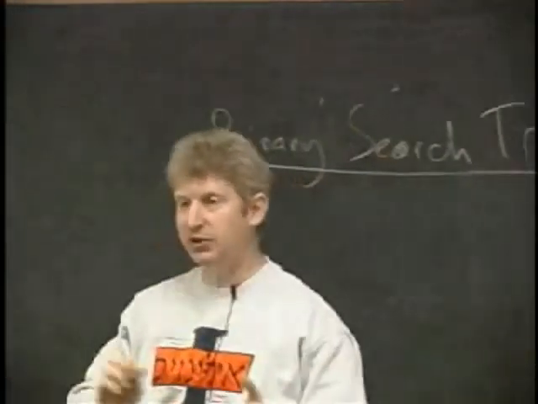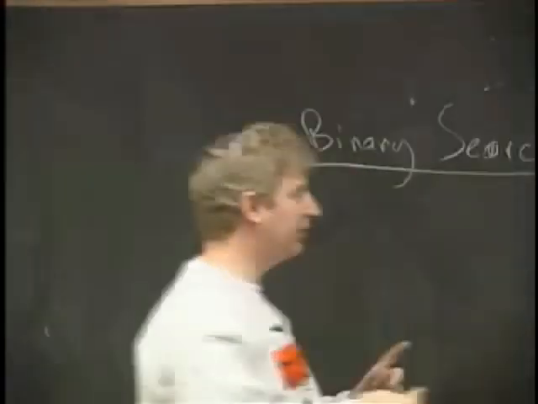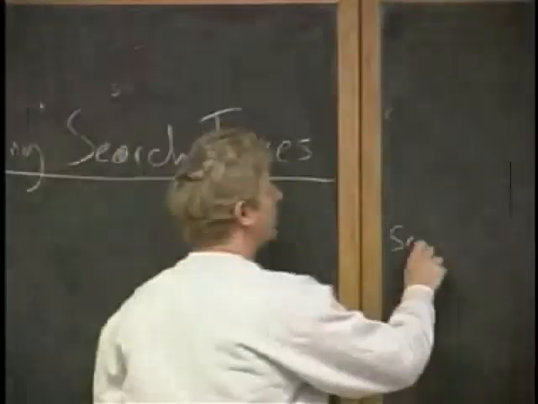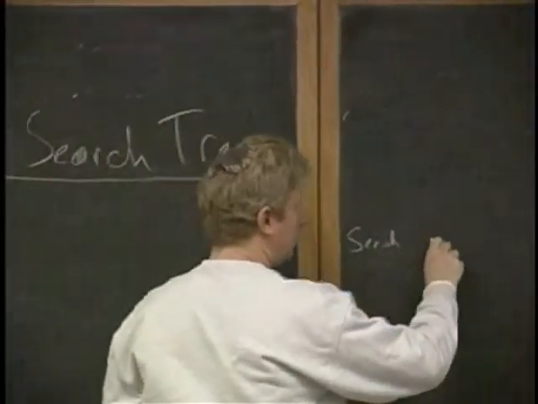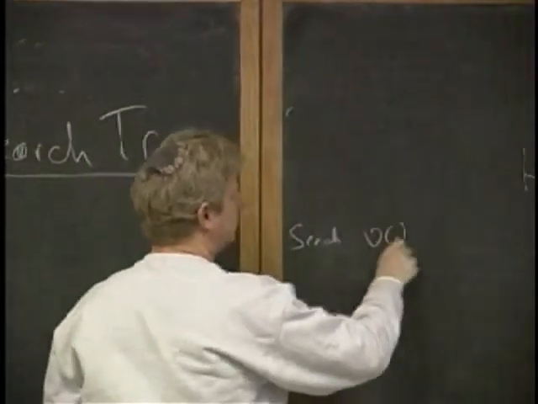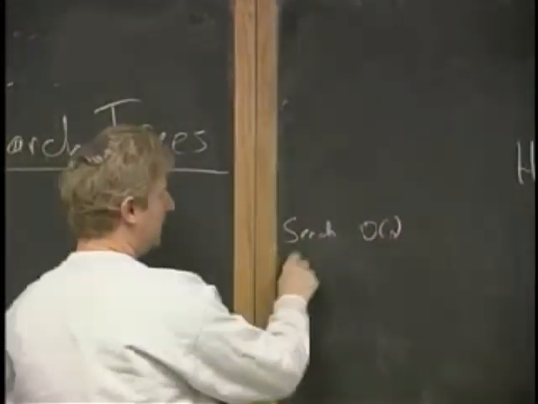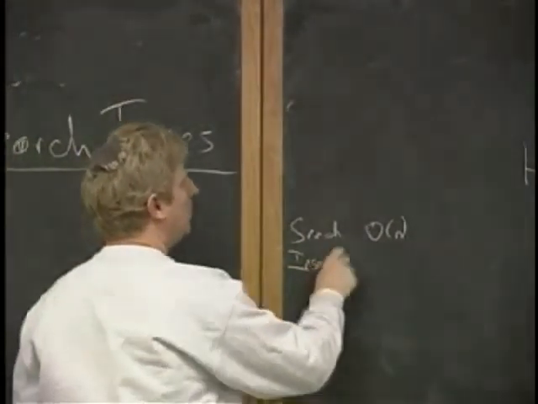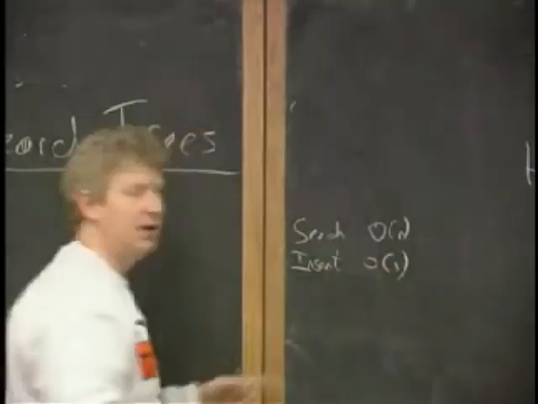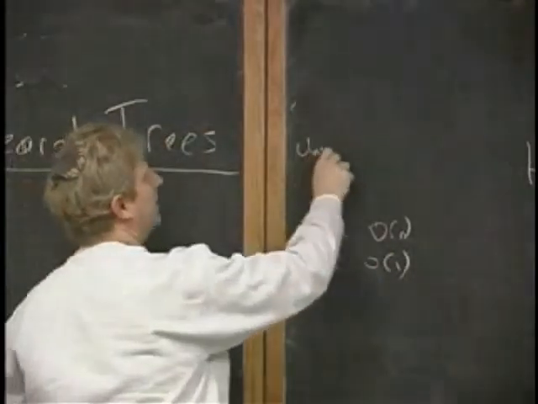So inserting and searching would have this very unbalanced position. Search would be order n. And what I mean by search is give me the biggest one. And inserting would be order constant time. That's if it was an unsorted array.